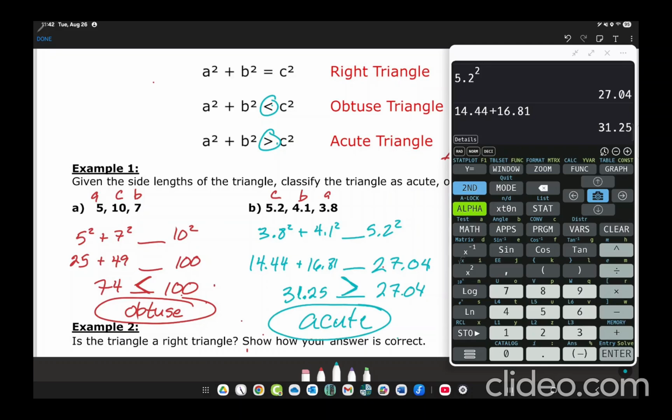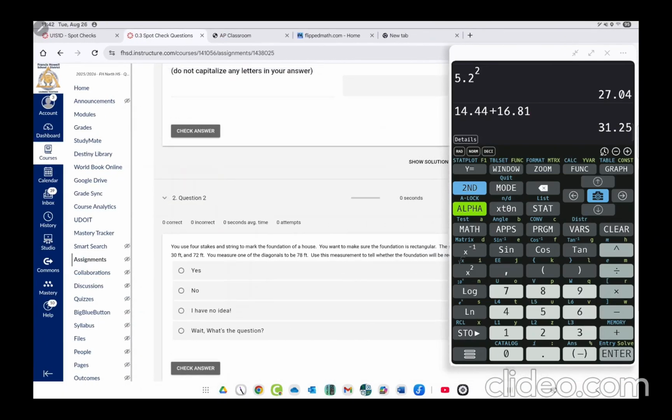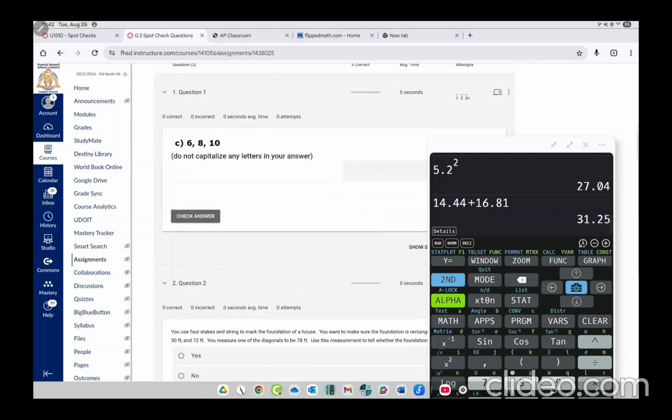So if you're not already in the spot check, go ahead and go to the spot check.